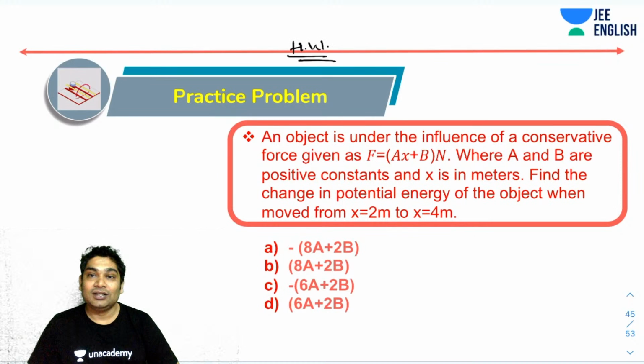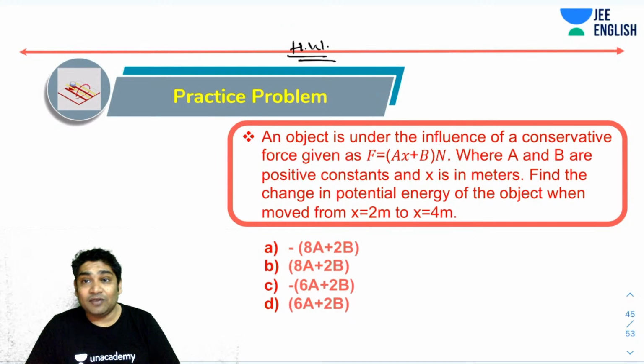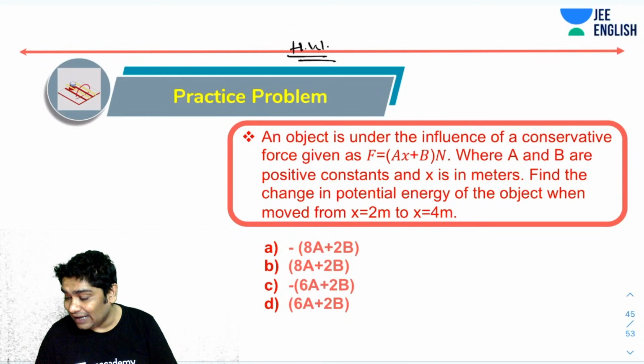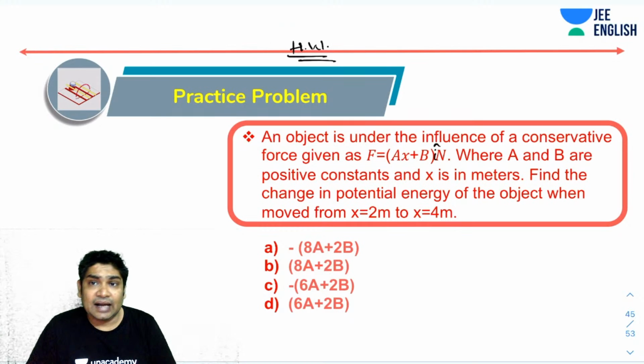So you've been told an object is under the influence of a conservative force given by ax plus b. This is the force, and I'm telling you that this is a conservative force where a and b are positive constants and x is in meters. This is a 1D force acting in i cap.